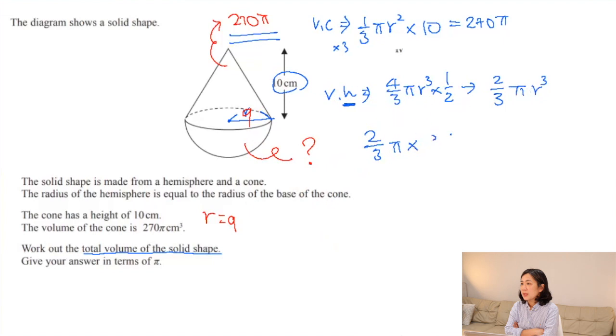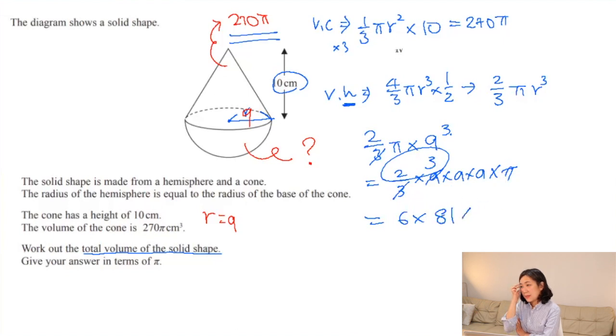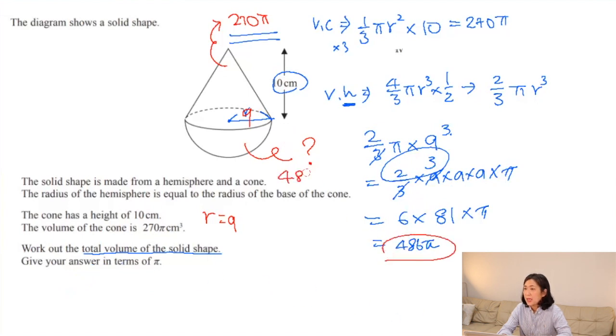So 9 times 9 times 9. Then we can simplify it by 3. Then it will be 2 times 3 times 81 pi. That will be 6 times 81 pi. Then now that will be 486 pi. That will be the answer. So now we've come up with the volume of the hemisphere, that's 486 pi.